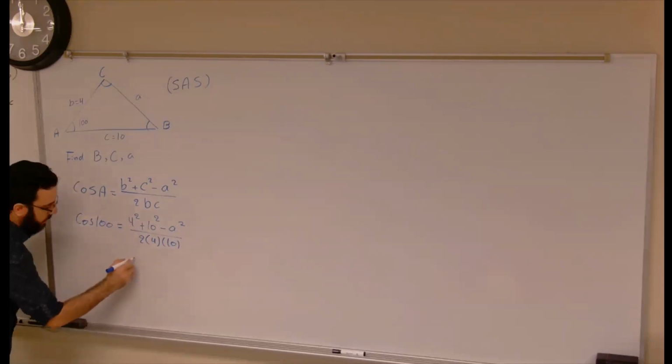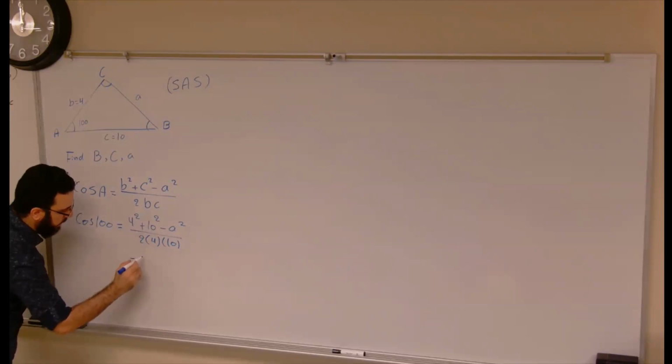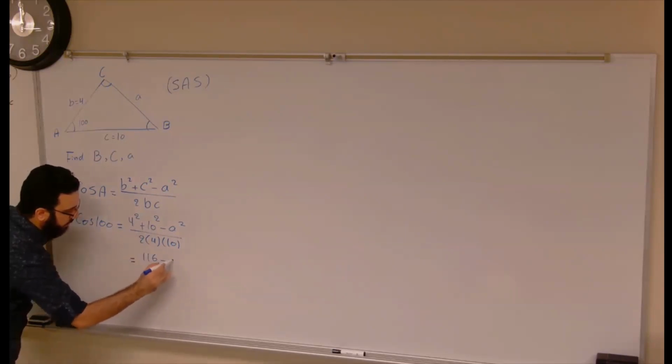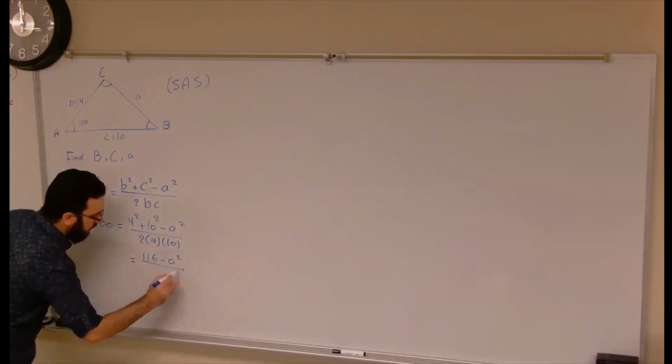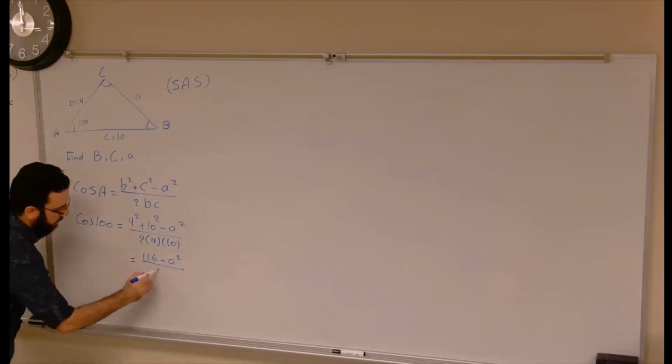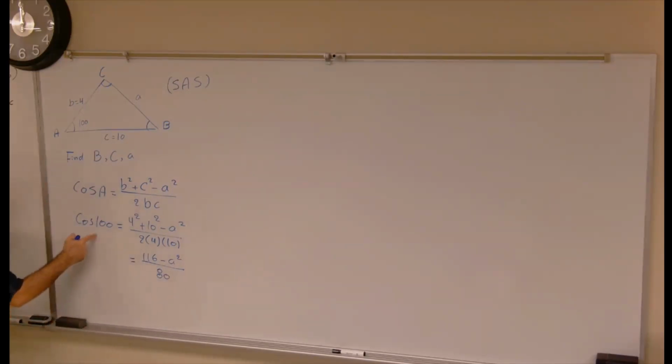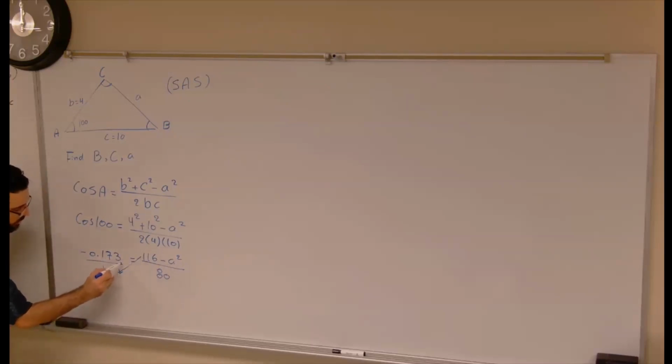Here it is going to be 16 plus 100, 116, minus a squared, divided by 80. How much is cosine 100? Negative 0.173. Then we're going to do the same thing. Our goal is to find a. This is over 1, so I'm going to take the product.